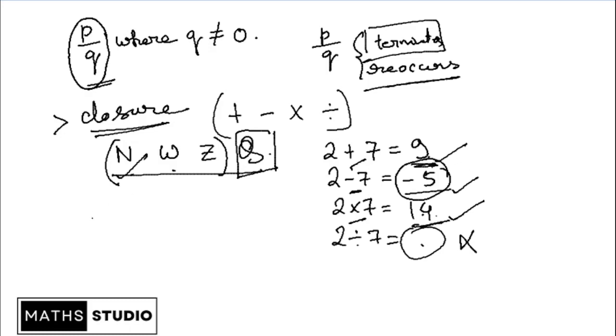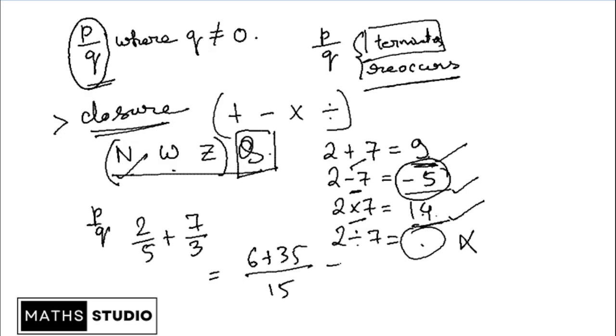Now let us look at rational numbers. A rational number is of the form P by Q. Let us take an example, say 2 by 5 plus 7 by 3. The result has to be a rational number. Let us see. For 5 and 3, the LCM is 15. So this becomes 6 plus 35, which is 41 by 15. Now Q here is not equal to 0 and they are co-prime to each other, so it is a rational number.